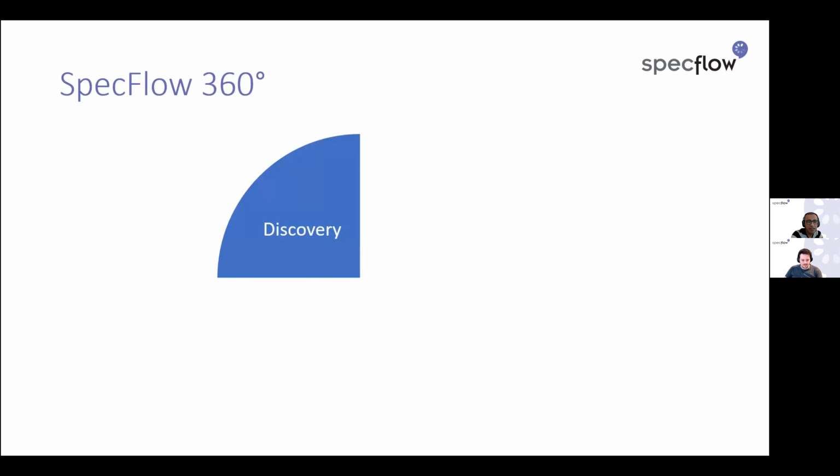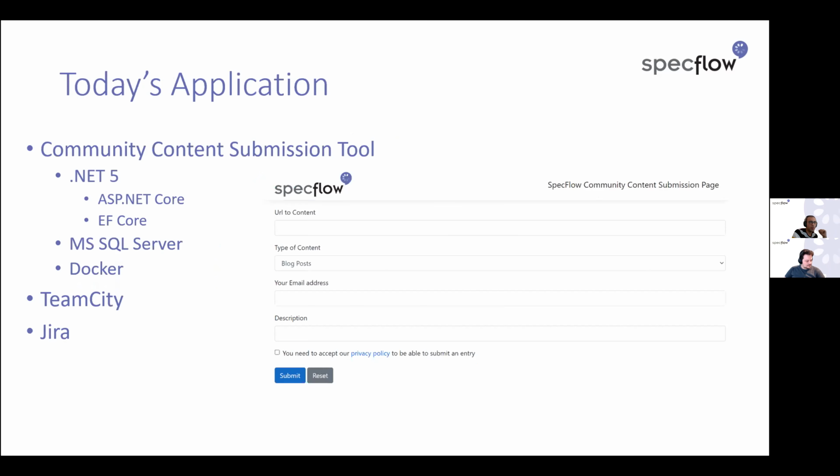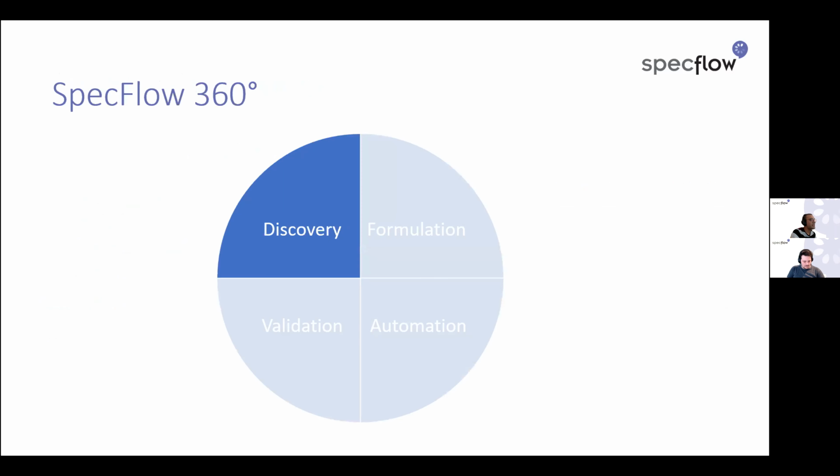So SpecFlow 360, as Andi explained earlier, we want to take you all on a BDD journey today. A BDD development journey usually consists of 4 phases: discovery, formulation, automation, and validation. To showcase this better, we've put together a sample application, which is a simple content submission page, and we plan to add a new feature to it. We'll be using .NET 5, MS SQL Server, Docker, TeamCity, and Jira today. We try to use a diverse set of tools here to show better how SpecFlow integrates with each of them. So let's kick off with the discovery.